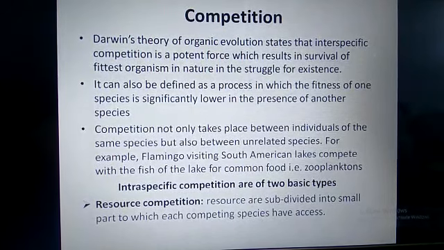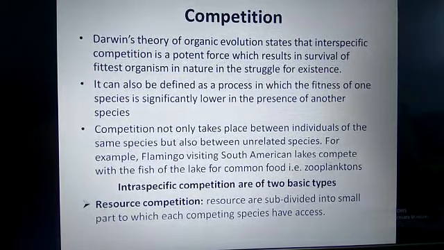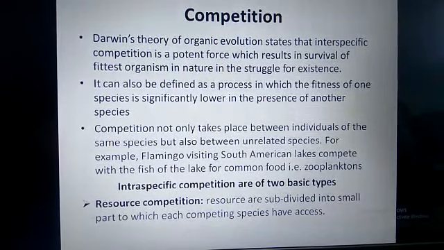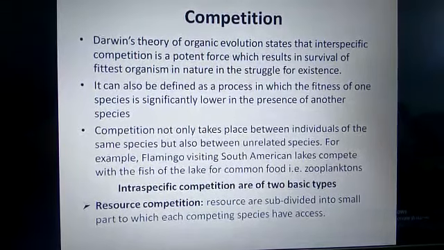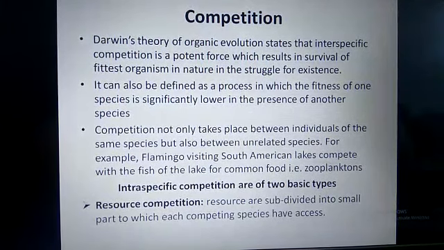Let us go to the next one, that is competition. Darwin's theory of organic evolution clearly states that interspecific competition is a potent force which results in survival of the fittest organisms in nature in the struggle for existence. So it can also be defined as a process in which the fitness of one species is significantly lower in the presence of another species.